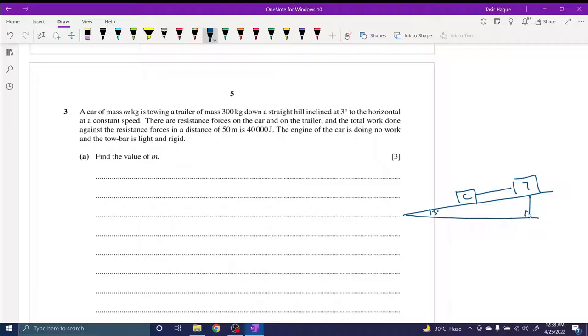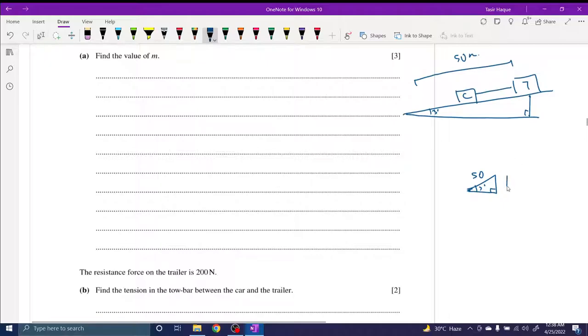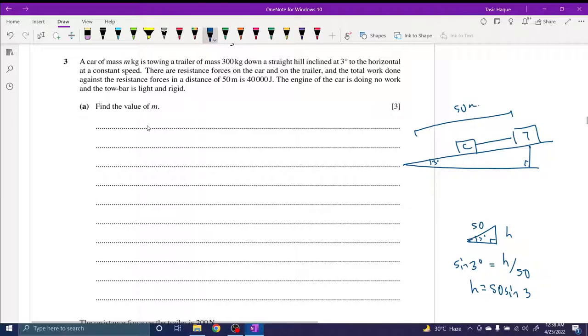We can find out the height easily. We know that the distance they move is 50 meters, right? If we draw the triangle, this is the distance they move. This is 3 degrees. So we want to find out the height. What's the height going to be? Sine 3 degrees is equal to opposite by hypotenuse 50. H is equal to 50 sine 3. This is it. So now let's do this.